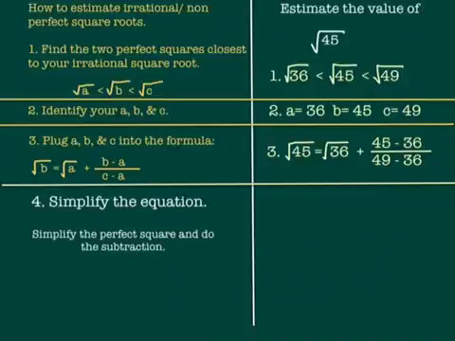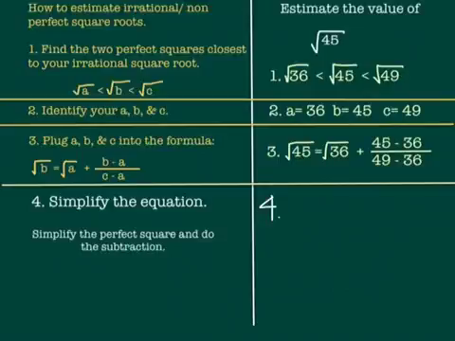Okay, so now we found our perfect square roots, and the irrational root that's in between them. We found our A, B, and C, and we've plugged everything into our formula. So our next step is to simplify our equation. To do that, we first simplify our perfect square and do the subtraction. So right now we know that this is a perfect square. So you need to figure out what your perfect square is.